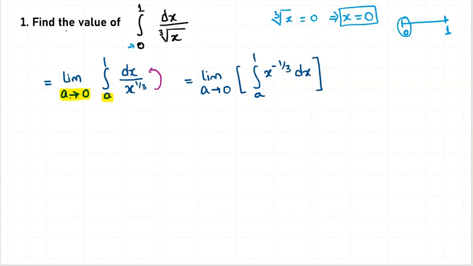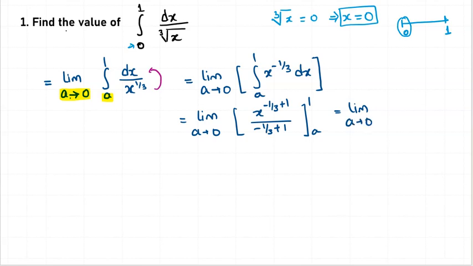So you can use the power rule again. This gives you limit a goes to 0, x to the power minus 1 over 3 plus 1, divided by minus 1 over 3 plus 1, from a to 1. Minus 1 over 3 plus 1 gives you 2 over 3. So you will have 3 by 2 x to the power 2 over 3, and the limits for x are from a to 1. It means you will be replacing x one time by 1 and then by a.